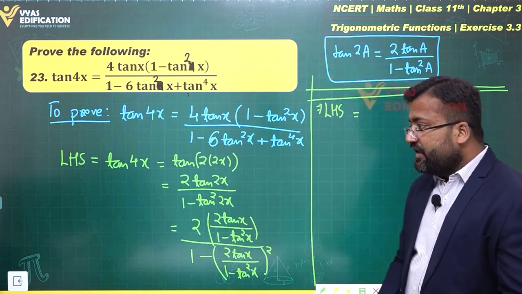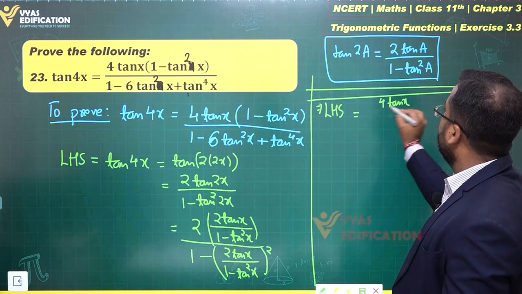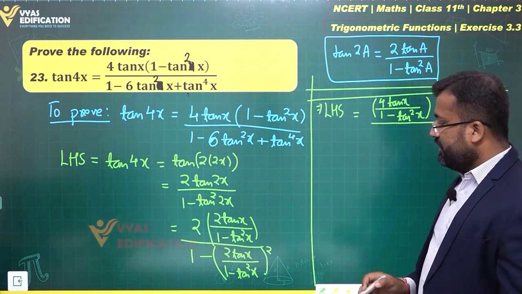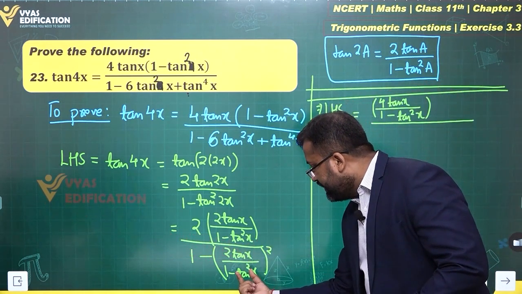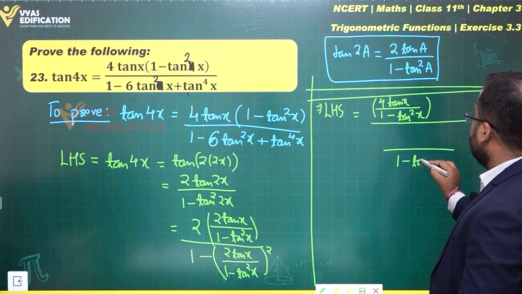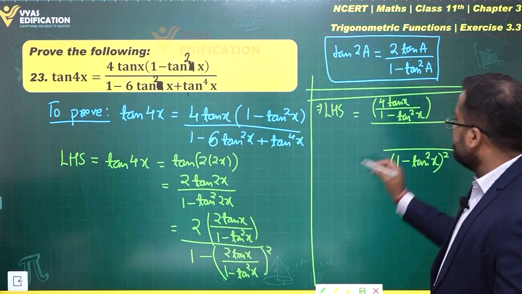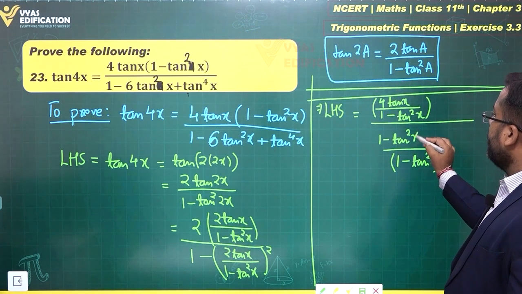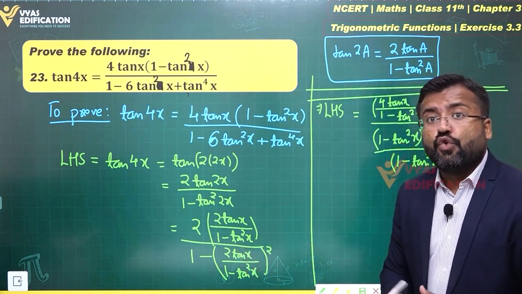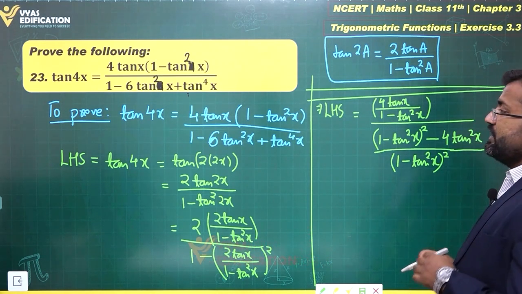Let's take a look at the numerator. What is that equal to? This is 4 tan x over 1 minus tan square x in the numerator. What about the denominator? In the denominator, you have this square over this square. Can we take the LCM? Yes. So this is 1 minus tan square x whole square over 1 minus tan square x whole square. This is 1. On taking the LCM, 1 minus tan square x whole square will come over here, minus this square. What is this? 2 tan x whole square, that is 4 tan square x. This is what it will convert into.